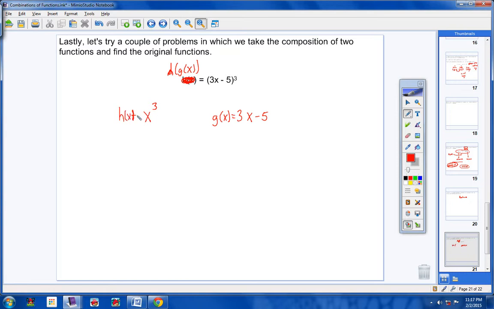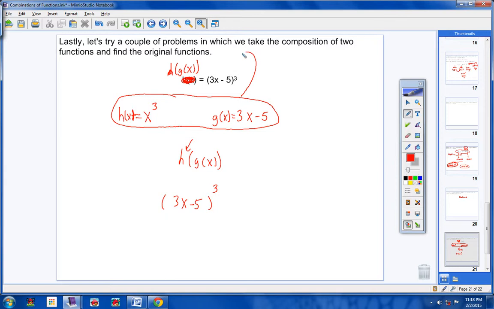Now, does this make sense, guys? Let's check it and see. H of x equals this. G of x equals this. Got it? So if I told you guys to find h of g of x, you would start with your outer function h, and where the x is, you would put a big parentheses, and then put g into it. And look, guys, that's what I got right here. So here's my two original functions that I had that gave me this composition right here.